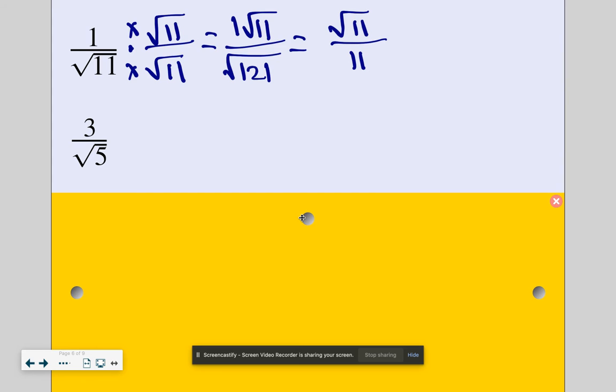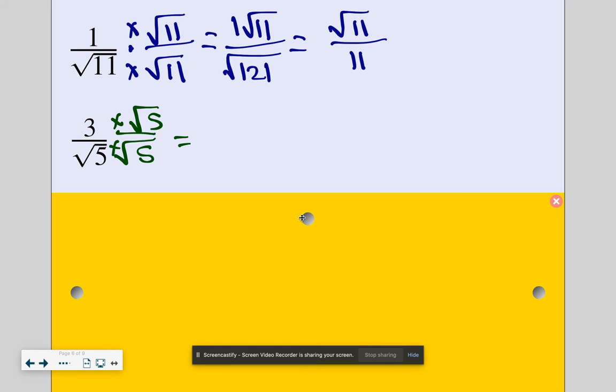Next example. So we have 3 over the square root of 5. So we don't want that square root of 5 in our denominator. So let's multiply to get rid of it. So multiply both the top and the bottom by square root 5.